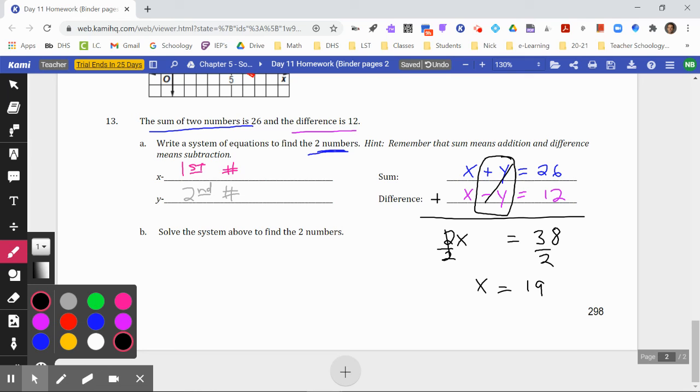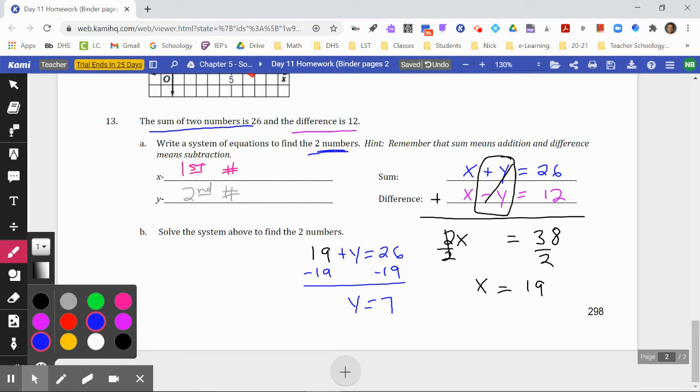All right, so I solved for x. I just have to solve for y. Again, pick either one of those two equations to plug 19 into. I'm probably just going to do the first one because it's the positive one. So 19 plus y is equal to 26. We're going to subtract 19. We get y is equal to 7.